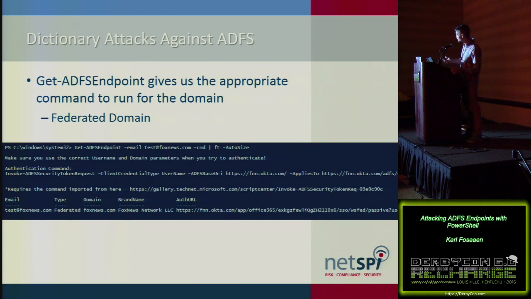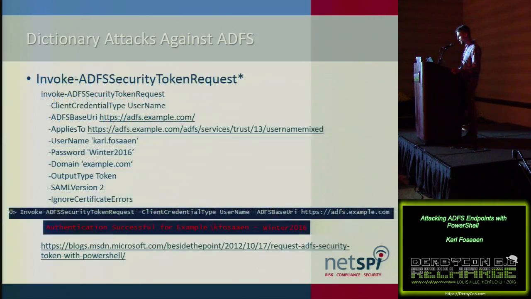Well, it's probably not totally clear in the screenshot here, but that Get-ADFSEndpoint PowerShell commandlet that I have here, if you do the -cmd flag, you actually get a command that comes back with this Invoke-ADFSSecurityTokenRequest for federated domains. You can get that directly from Microsoft. It was from one of their blog posts here. And it should give you all of the information that you need to create that request. In this case, we're going against adfs.example.com. We're going to use Karl.Fosaaen as the username. Password is winter2016. I guess I changed it a little early from summer2016. And you have to have the domain too.